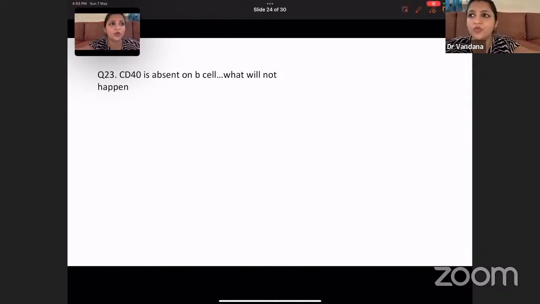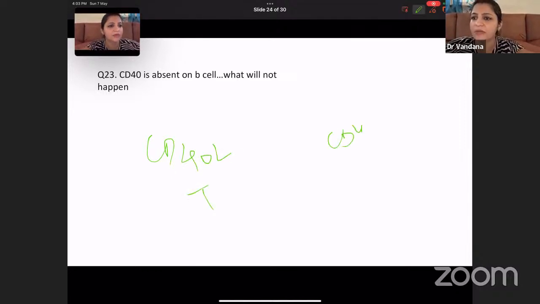CD40 is absent on the cell. What will not happen, guys? You remember CD40 ligand is present on the T cells and CD40 receptor is present on the B cells, and this signal is called the competence signal.